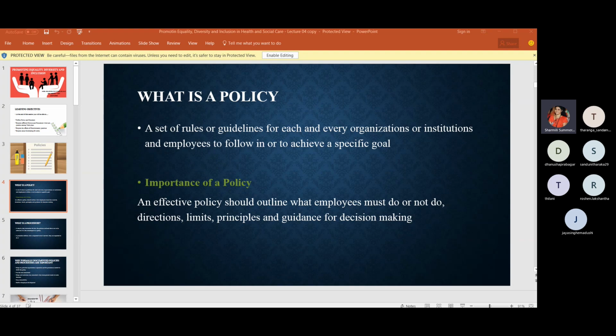So a procedure defines who is expected to do it and how they are expected to do it. When we talk about the policy, it is what they need to do, and when we talk about the procedure, it is how they need to do it and what we are expecting from an individual. This is the difference between policy and procedure. An institution or organization has separate policies and procedures.